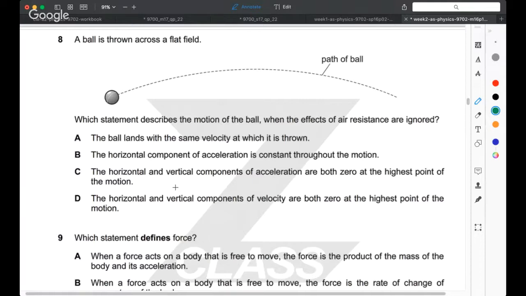Acceleration is constant. It would be B because acceleration will never remain constant if there is a resistance, and it will slow down. It will slow down the acceleration. Yeah, B, I think. So at the peak, what happened with the vertical component?